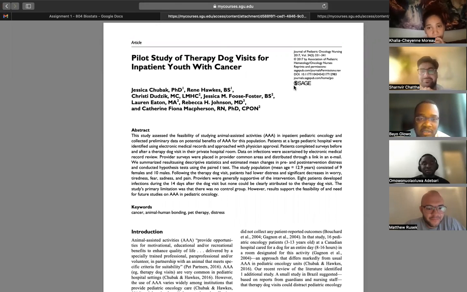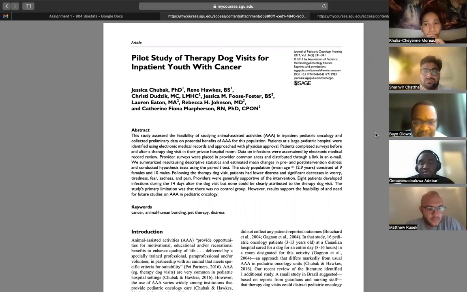So for the first question, it's about an article about the feasibility of studying animal-assisted activities in inpatient pediatric oncology, and we collected preliminary data on the benefits of having animal-assisted activities in this population. The sample size was about 19. They studied 9 females and 9 males to see if the animal-assisted activity helped them recover quickly. That's question number one.